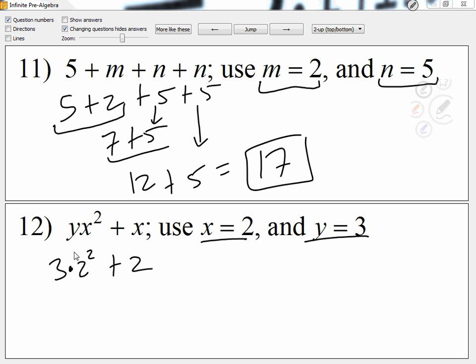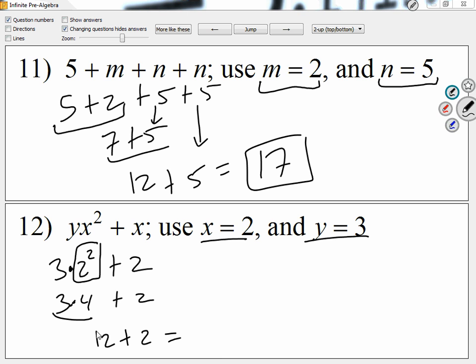So I have no groups, but I see an exponent there. How much is 2 squared? 4. So this looks like 3 times 4 plus 2. I know I have to do multiplication before I add. So how much is 3 times 4? 12. And then to finish, how much is 12 plus 2? 14. You can follow your order of operations.